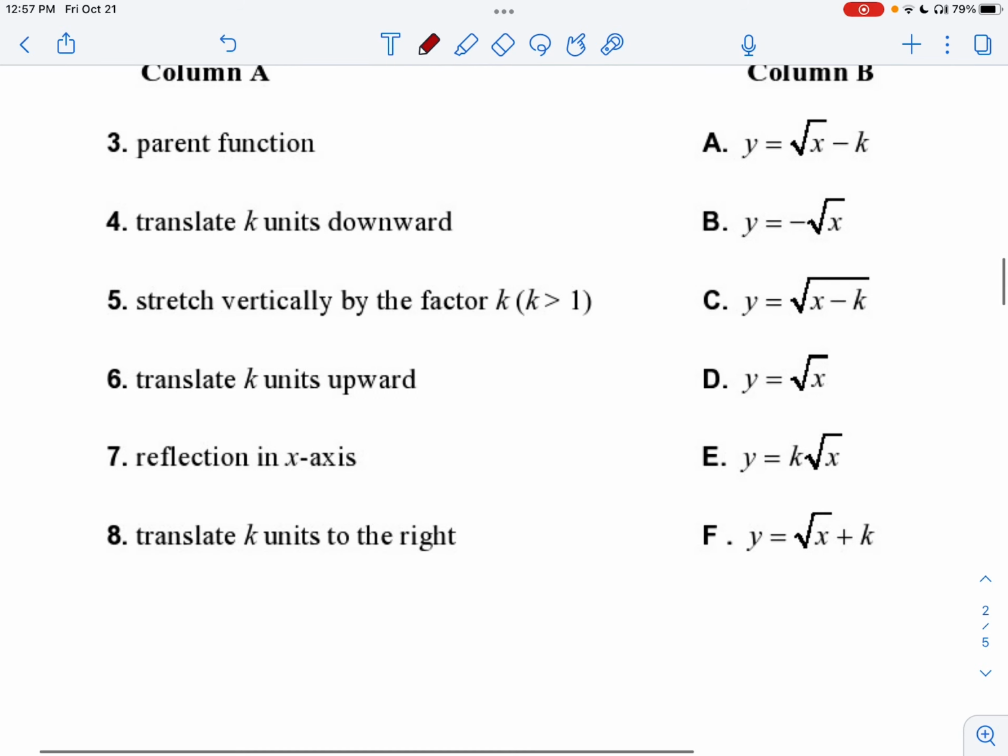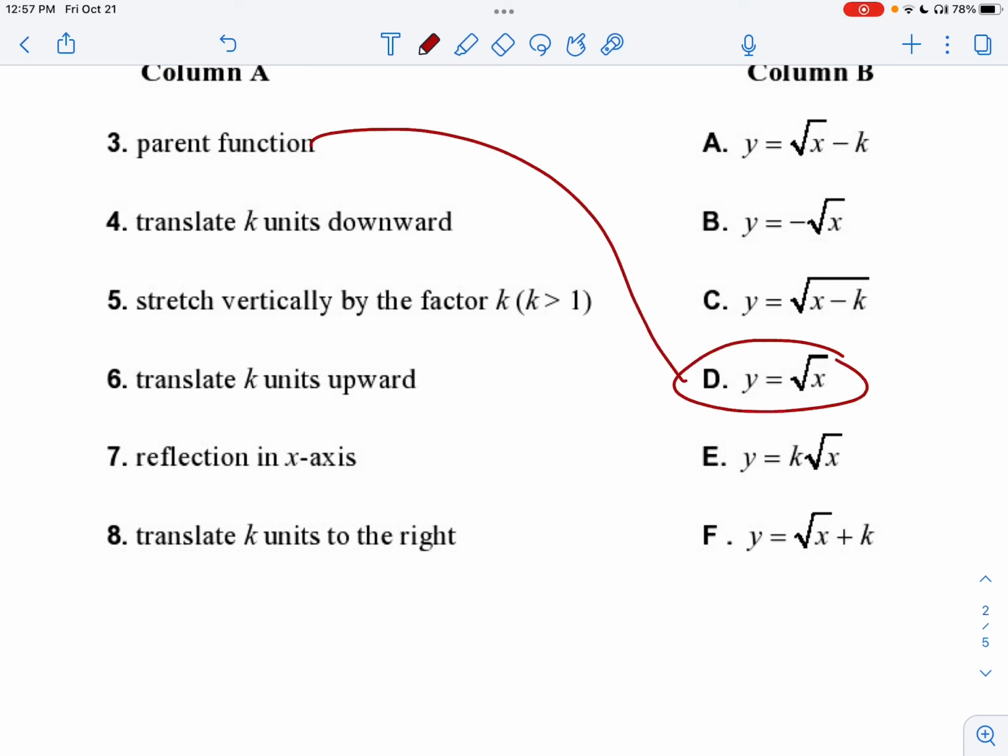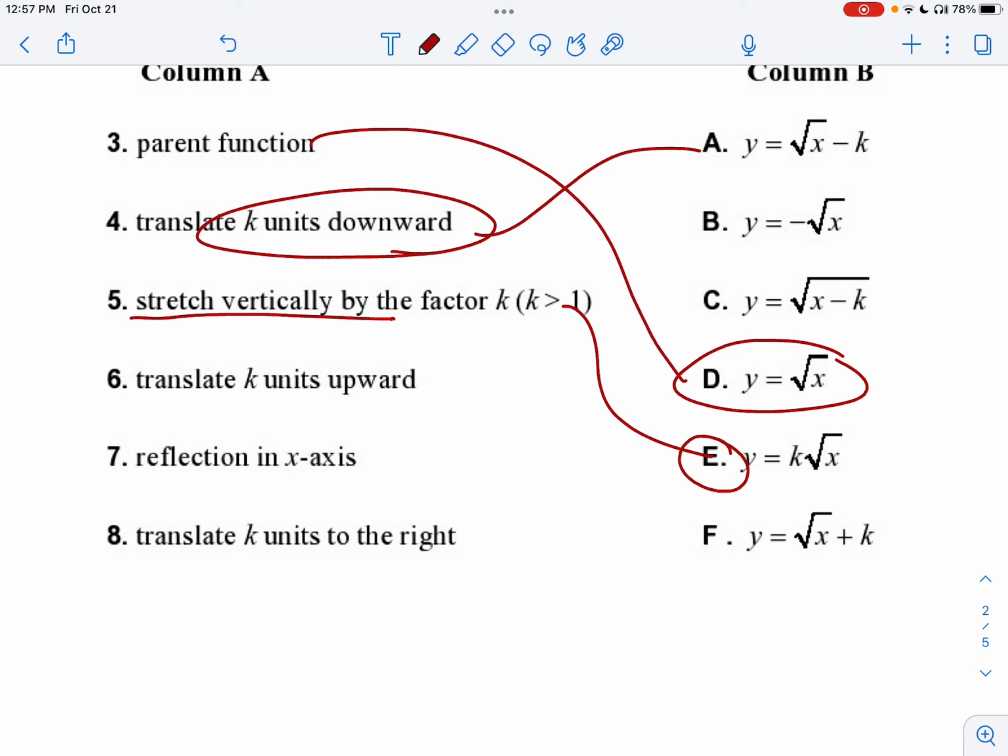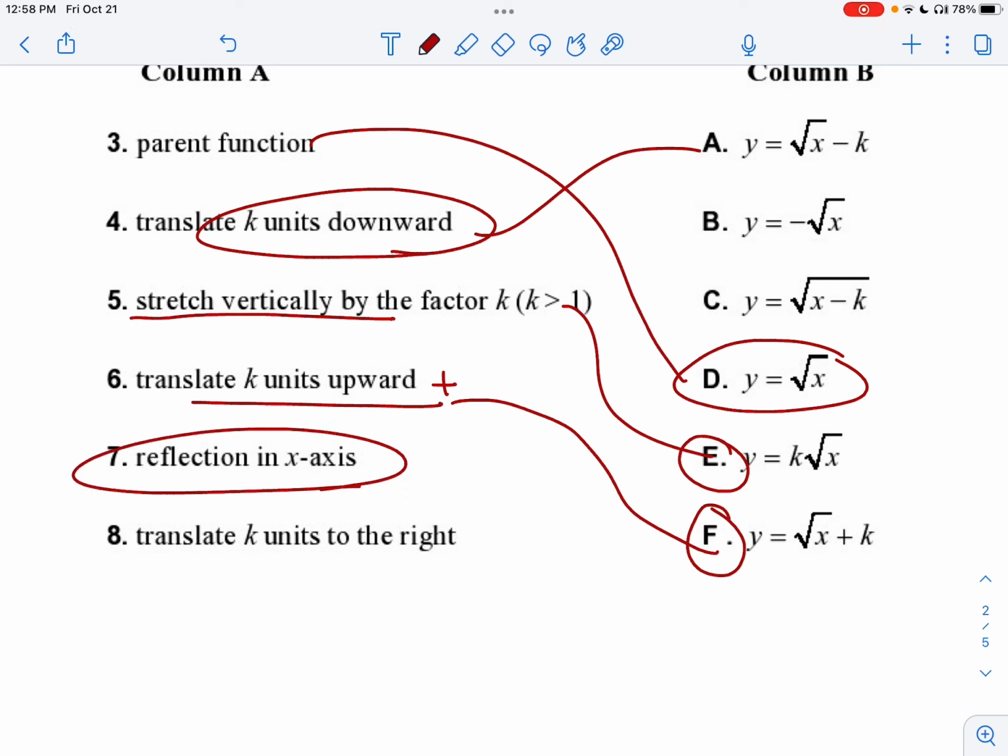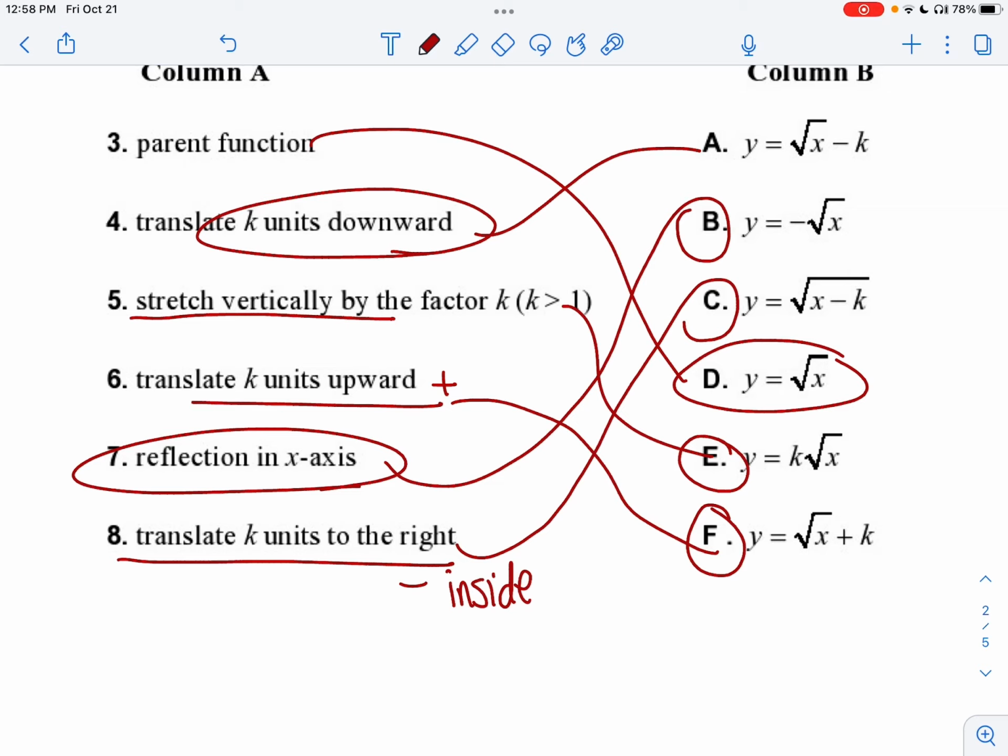Last but not least, let's check this transformations thing one more time. The parent function is the most simple function, so D. If you're going to move something down, you're going to have a minus in the back. That's A. If you're going to vertically stretch it, that means k has to be bigger than 1. So that's going to be E. They're assuming k is bigger than 1. If you're going to move it up, that's a plus in the back. So that's going to be F. Reflection on the x-axis means that the front is going to be negative. So it's B. And last, where we're going to move something to the right, that is a minus on the inside. Let's try to find that one. And that is C. And those are all old reviews.